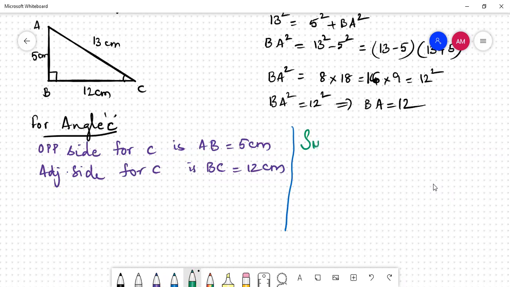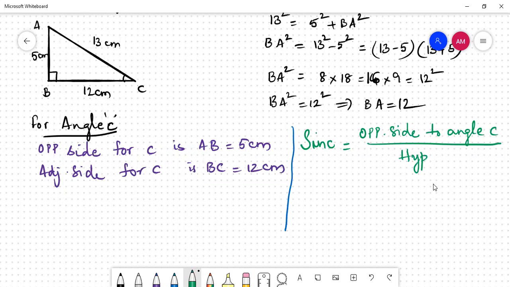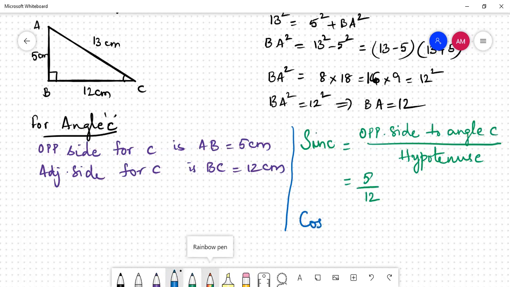What is the formula for sin C? Opposite side to angle C divided by hypotenuse, isn't it? So what is the opposite side? 5 by 13. Clear?